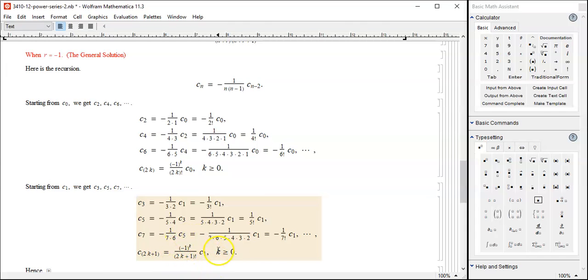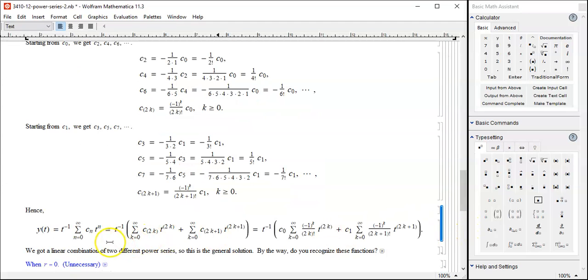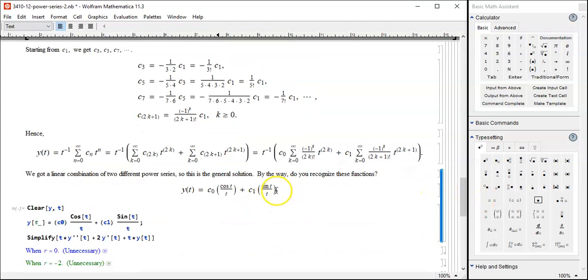Again, haven't you seen these coefficients before? Putting together, we have this. So r is -1, so -1 power, and this, even factorial alternating sign, and then odd factorial alternating sign. These are cosine and sines. And then t to the -1 power, that's common. In the end, this is what we get. A linear combination of these two functions, cosine of t over t and sine of t over t.